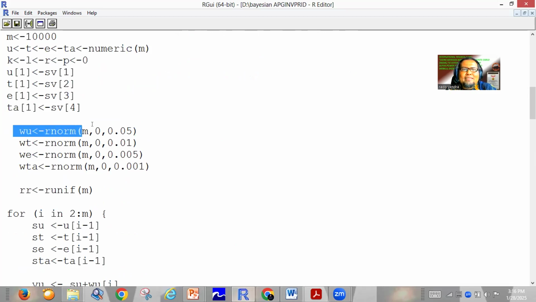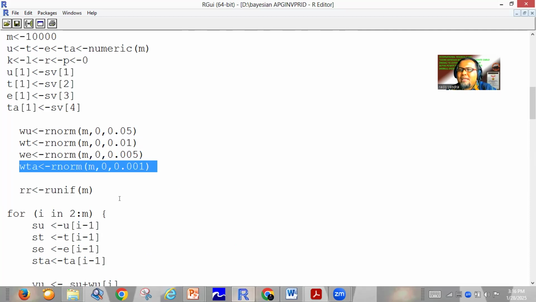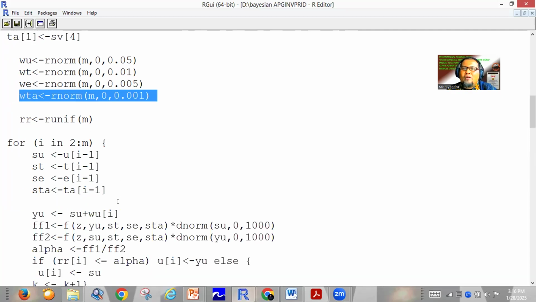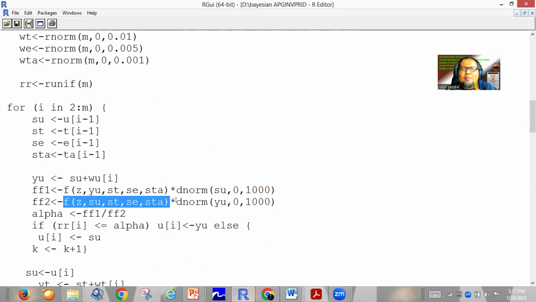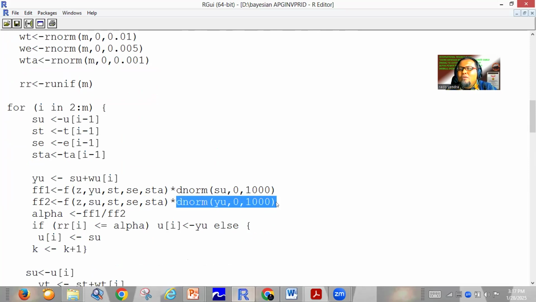W-nu means the error for the parameter nu, W-T the error of the parameter T, W-E the error of the parameter E, and W-TA the error of the parameter TA. So now we have the Bayesian MCMC based on the posterior. We can find the posterior by the formula: the likelihood function multiplied by the prior. We use a non-informative prior in this case.